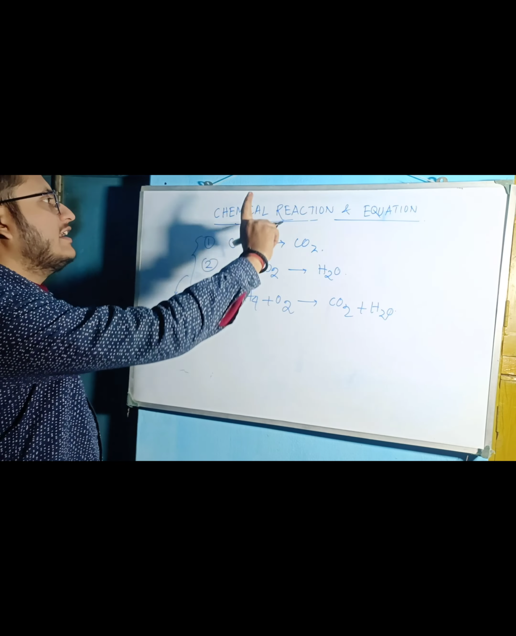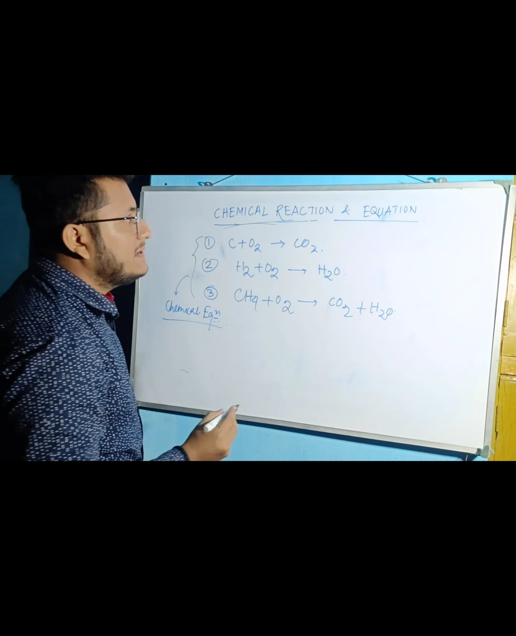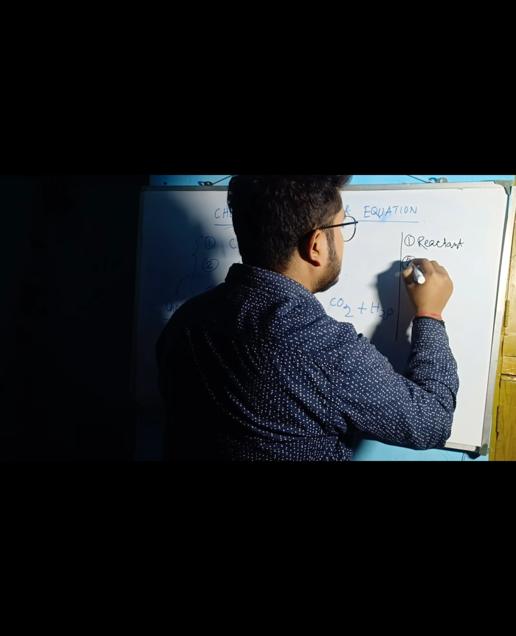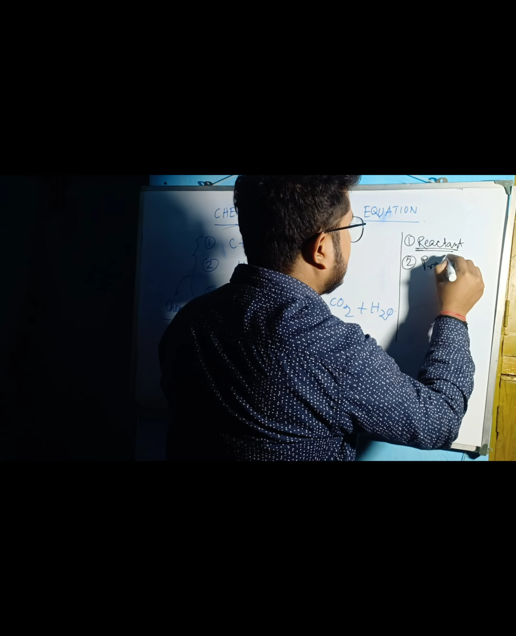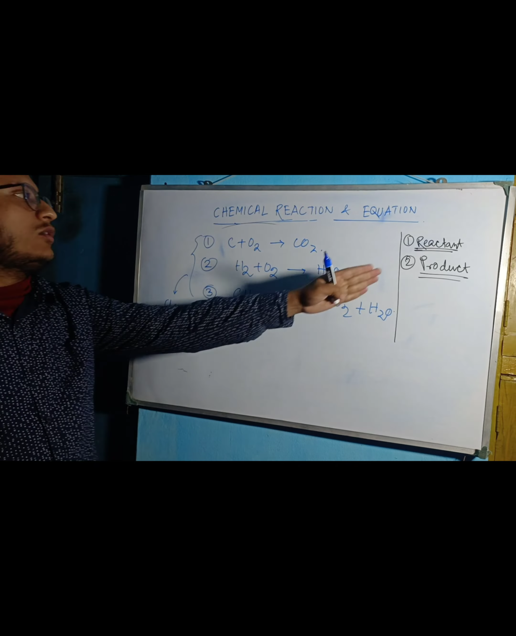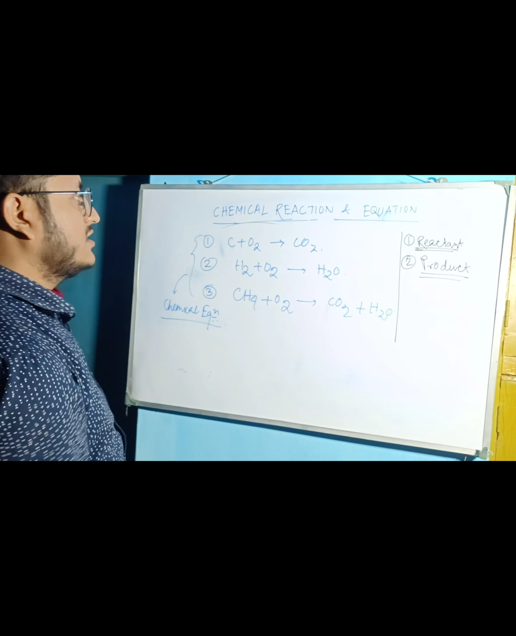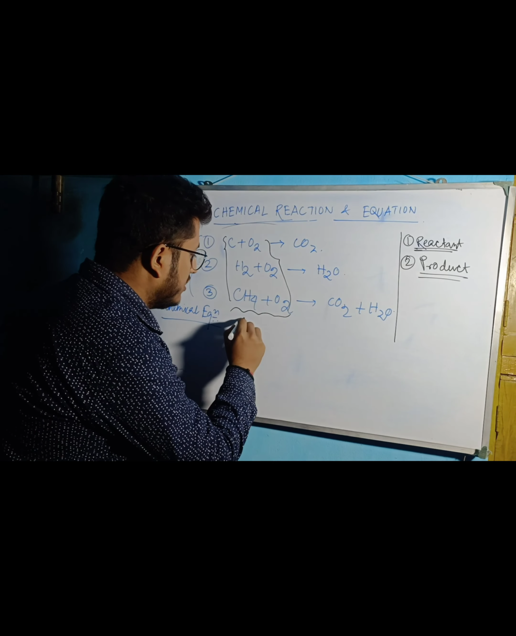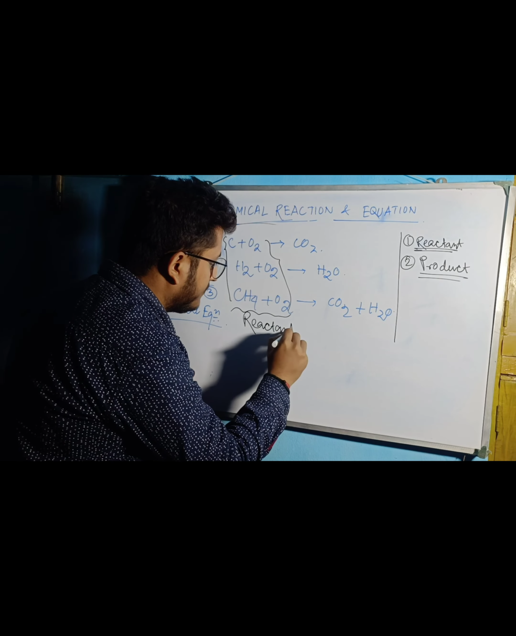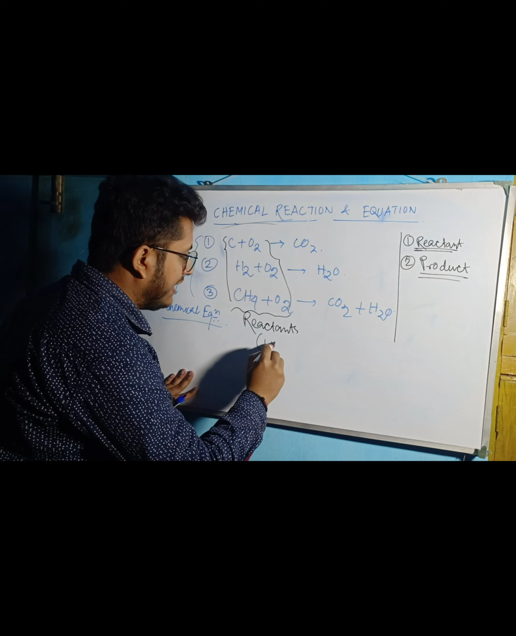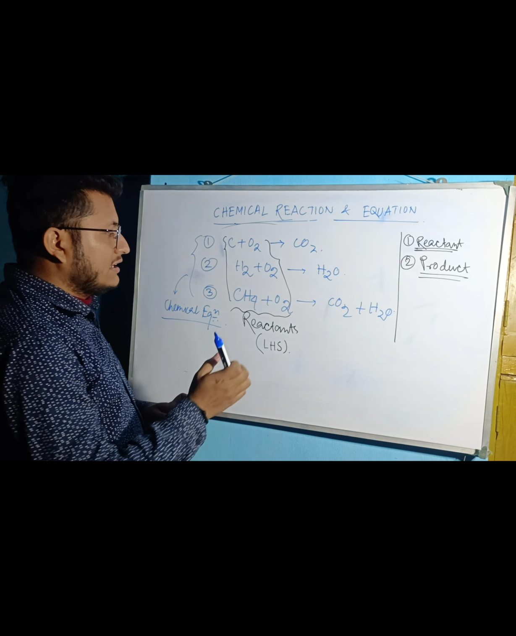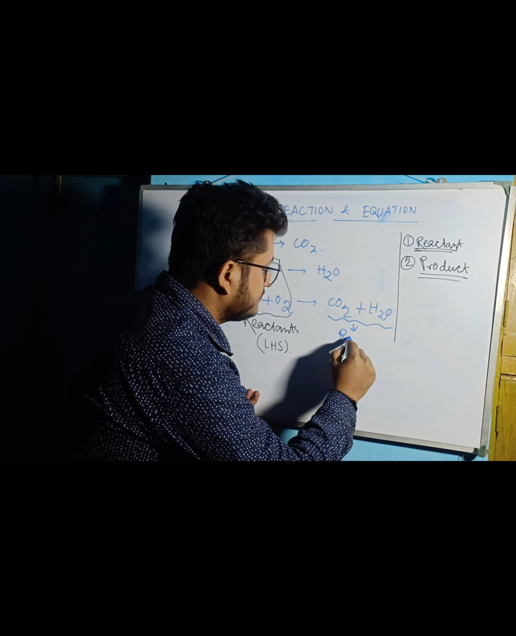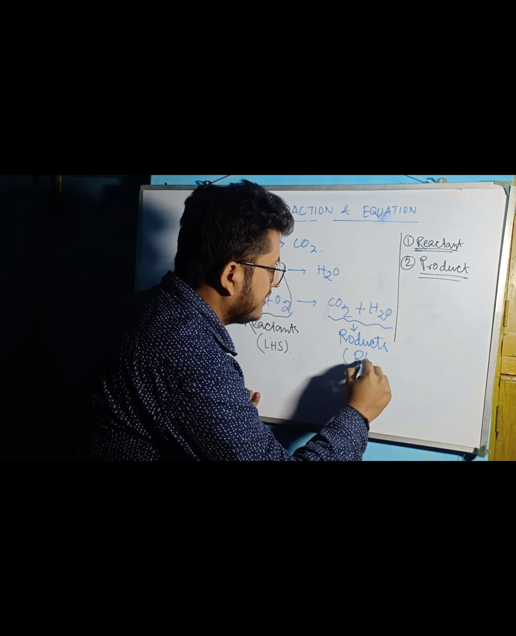Now, in a chemical equation and chemical reaction, there are mainly two pillars. The first pillar is reactant and the second pillar is products. So how can we identify the reactants and the products? In a chemical equation, all the initial substances that undergo chemical reaction are called reactants, which are often abbreviated as the left hand side. And after the reaction, the final substances are called products, which are the right hand side.